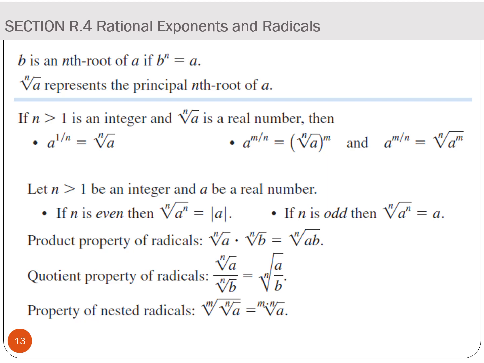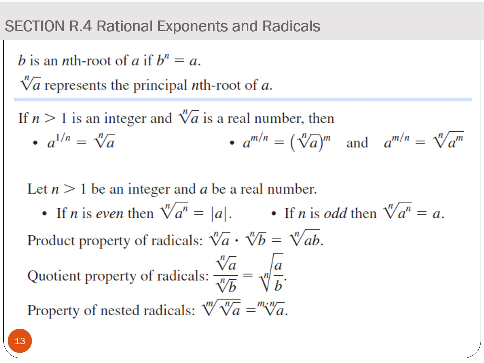Now when you use the symbol for the radical, when you write the nth root of a, it represents the principal nth root of a. Meaning if there are 2 square roots, for example, if n happens to be even, you may have 2 square roots. Whenever you use the radical symbol, you should take the principal nth root, meaning the positive square root.